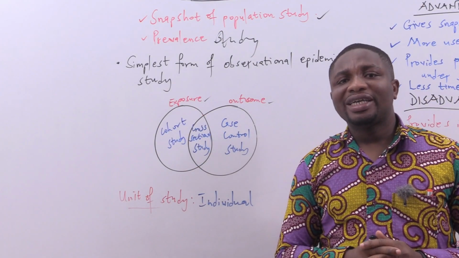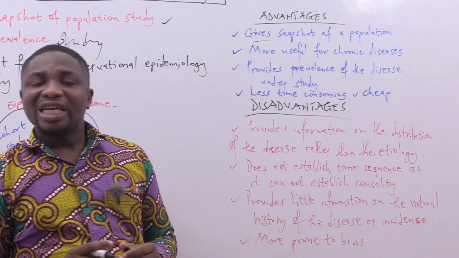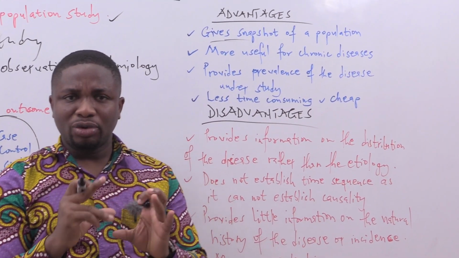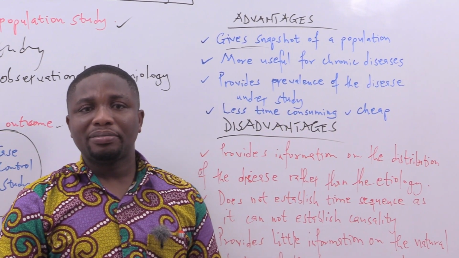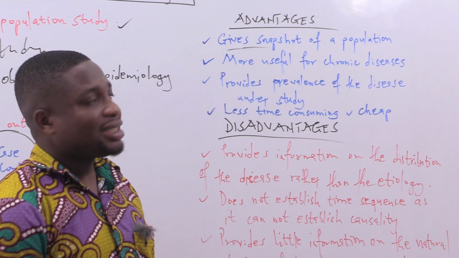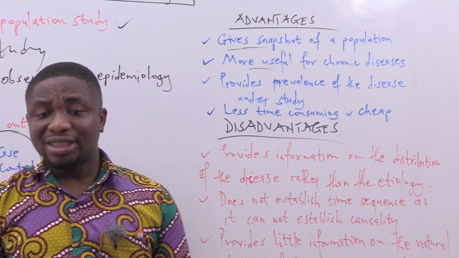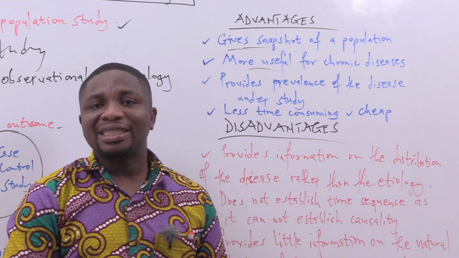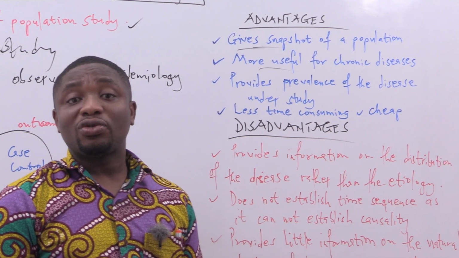All right, let's move ahead and look at the advantages and disadvantages of the cross-sectional study. The first one is that it gives a snapshot of the population. Snapshot means that it's able to capture both exposure and outcome at one point in time. The next one is that it's more useful for chronic diseases, meaning that the disease, which is the outcome, is already known and the exposure is already in sight. So cross-sectional study will be more useful in cases of chronic diseases.